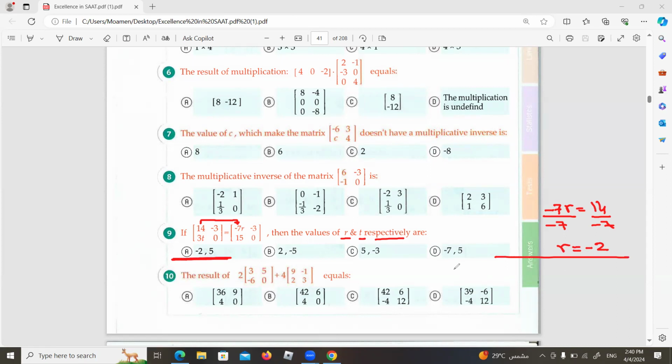R equals negative 2. I can stop here because I have only one answer, but we need to check. So negative 3 with negative 3. Then 3t, and the corresponding element for 3t in the other matrix is 15. So divide by 3 here and by 3 here. So t equals 5. T equals 5, and this is the right answer as we got from the first trial. We're going to the next and last problem for today.